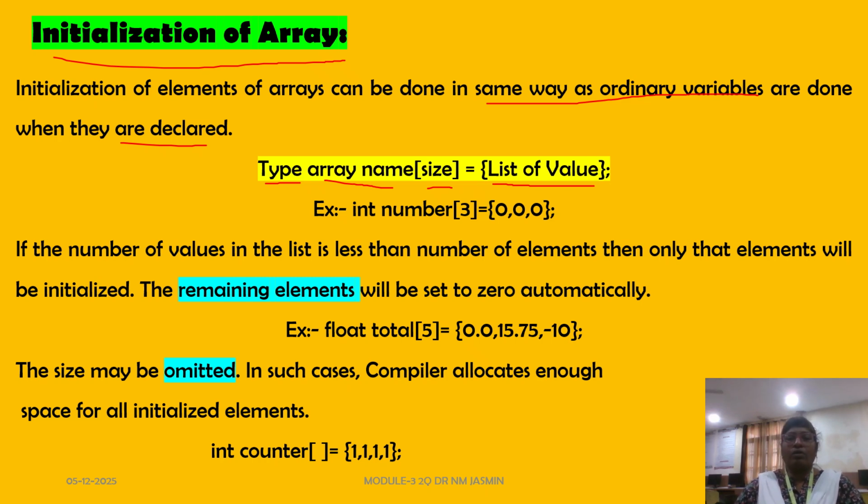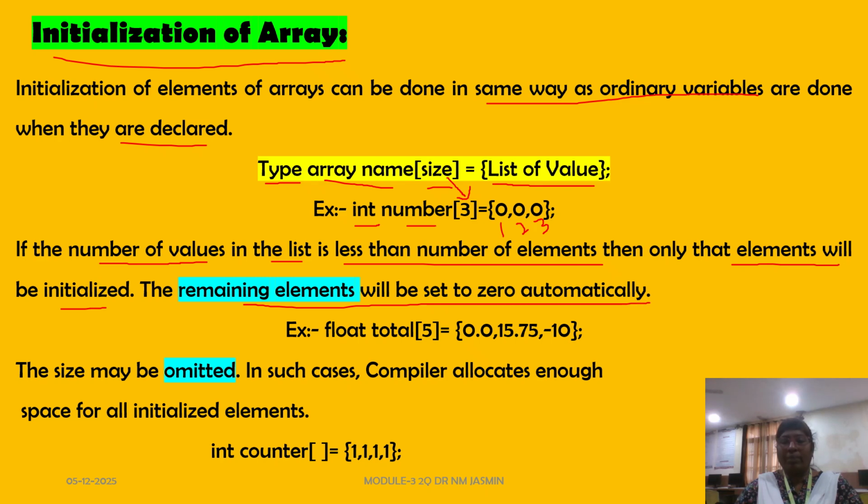Okay, so list of the values means, just take an example: the data type is integer, the array name is number, and the size is such that we are having only 3 elements. We are having 3 elements. So here the 3 elements: this is the first element, this is the second element, this is the third element. Got it? So if the number of values in the list is less than the number of elements, then only those elements will be initialized. Okay, so the remaining elements will be set to 0 automatically.